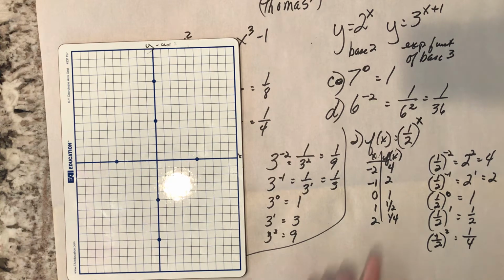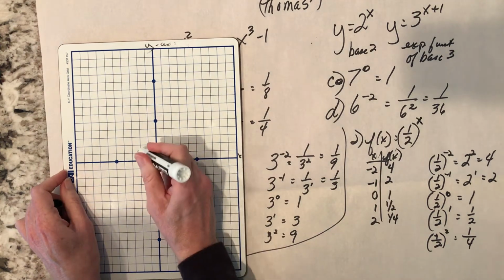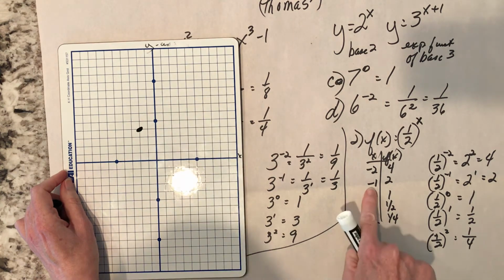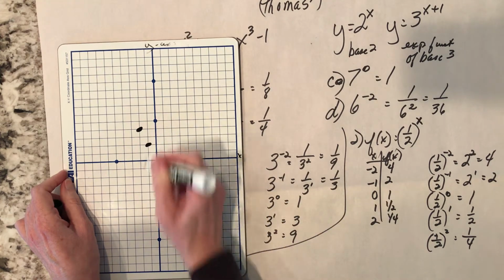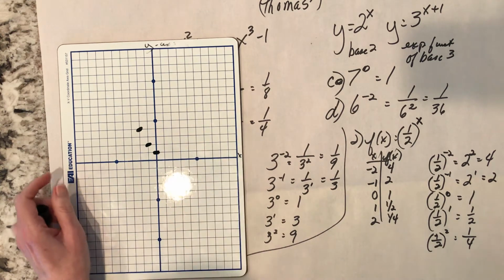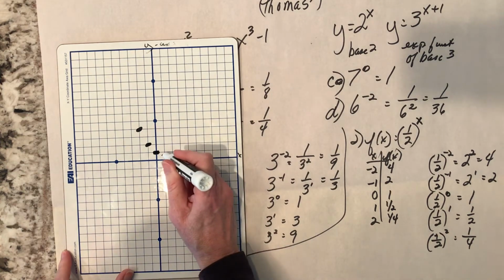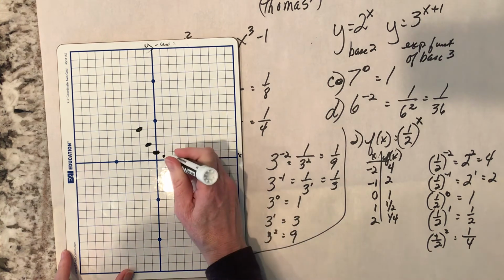Okay. First point is -2, 4. -2 says go sideways 2 and up 4. Second point, -1, 2. Plot 0, 1. There it is. We're always going to be going through that point. 1, 1/2: go over 1, go up 1/2. And then go out 2, up 1/4.